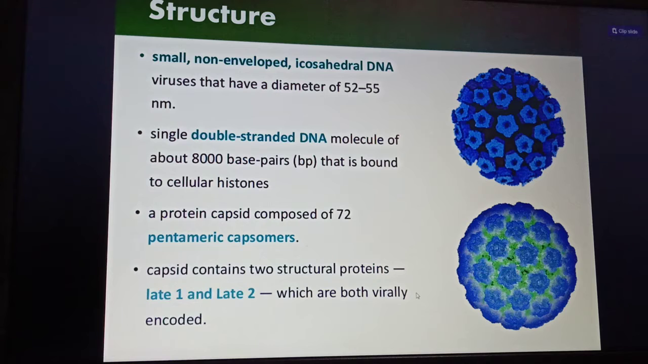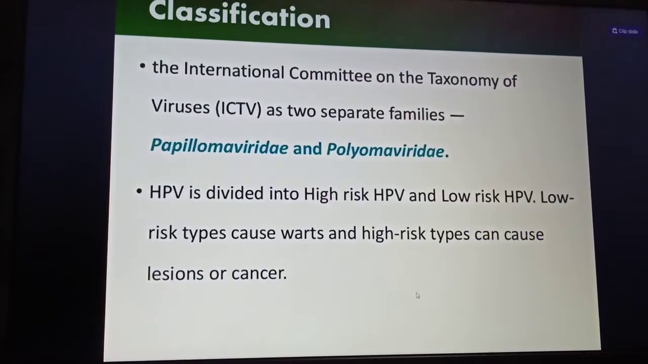It consists of two types of viral families, papillomaviridae and polyomaviridae. These are the two families that the International Committee on Taxonomy of Viruses introduced, the papillomaviridae and the polyomaviridae family.